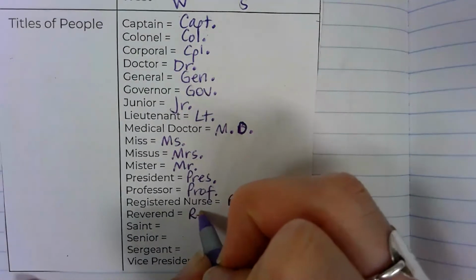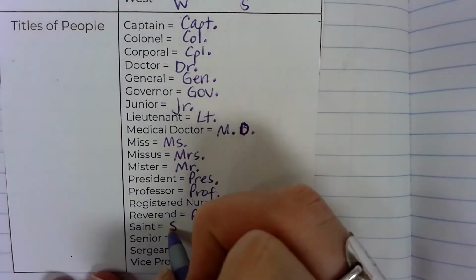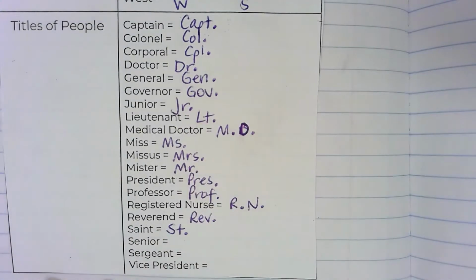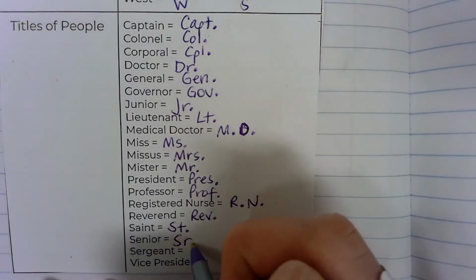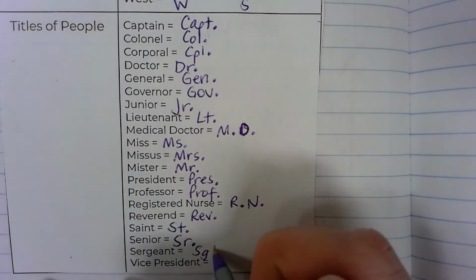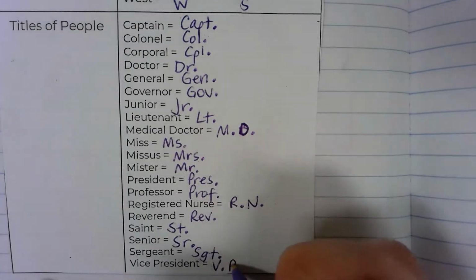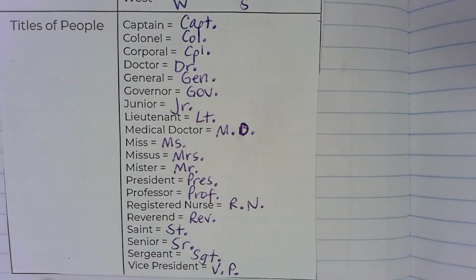Reverend is capital R-E-V period. Saint is capital S-T period. Senior is capital S-R period. Sergeant is capital S-G-T period. And vice president is capital V period, capital P period.